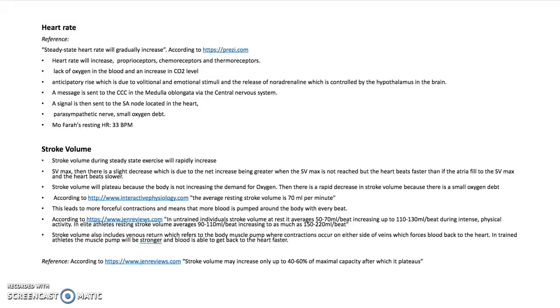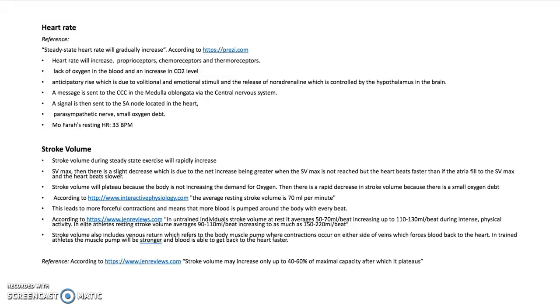Stroke volume during steady state exercise. During steady state exercise, stroke volume will rapidly increase. This is because there is an initial increase in demand for the exercise until it reaches its SV max. Then there is a slight decrease, which is due to the net increase being greater when the SV max is not reached, but the heart beats faster than if the atria fill up to the SV max and the heart beats slower.